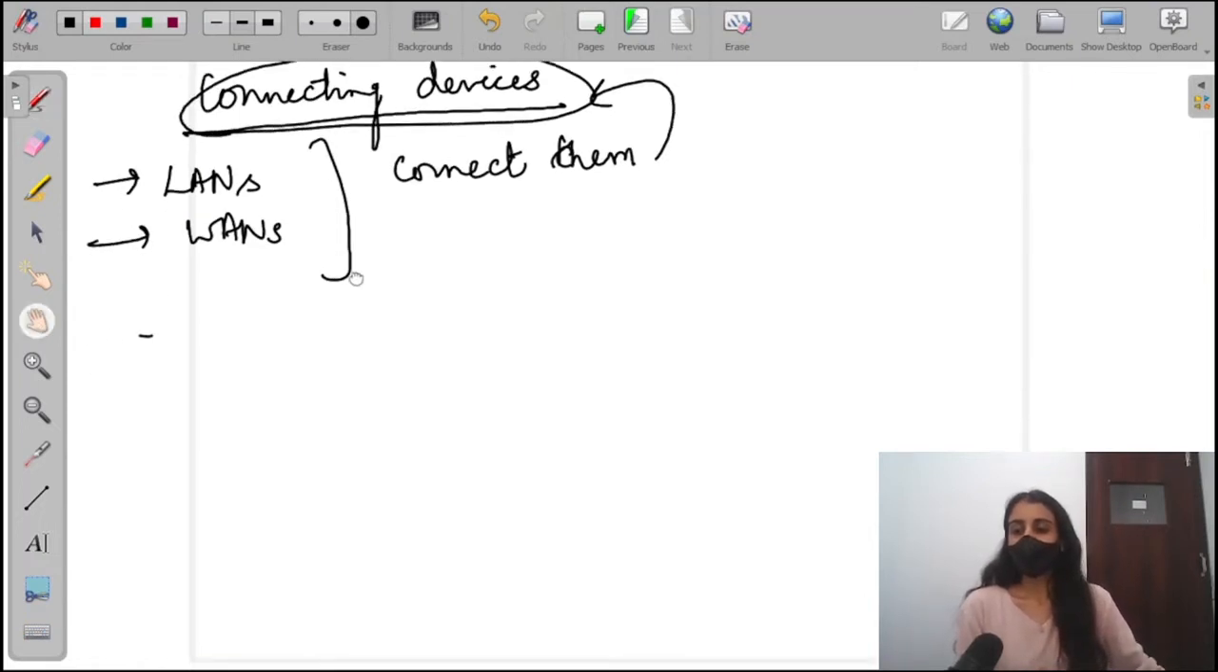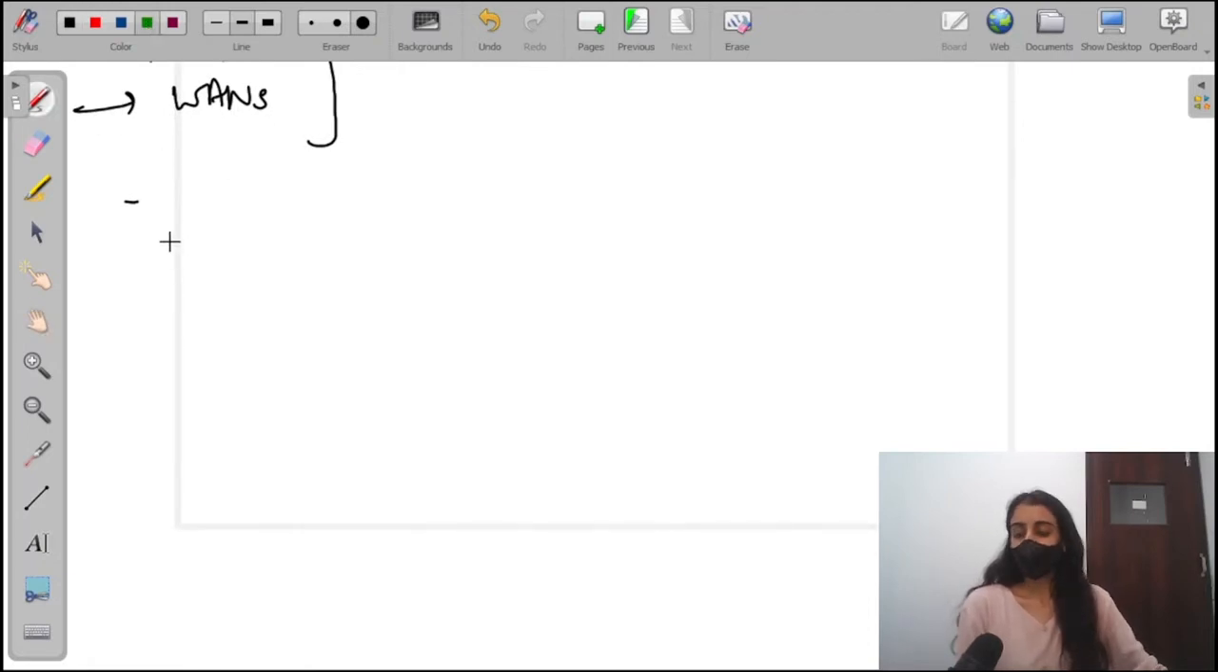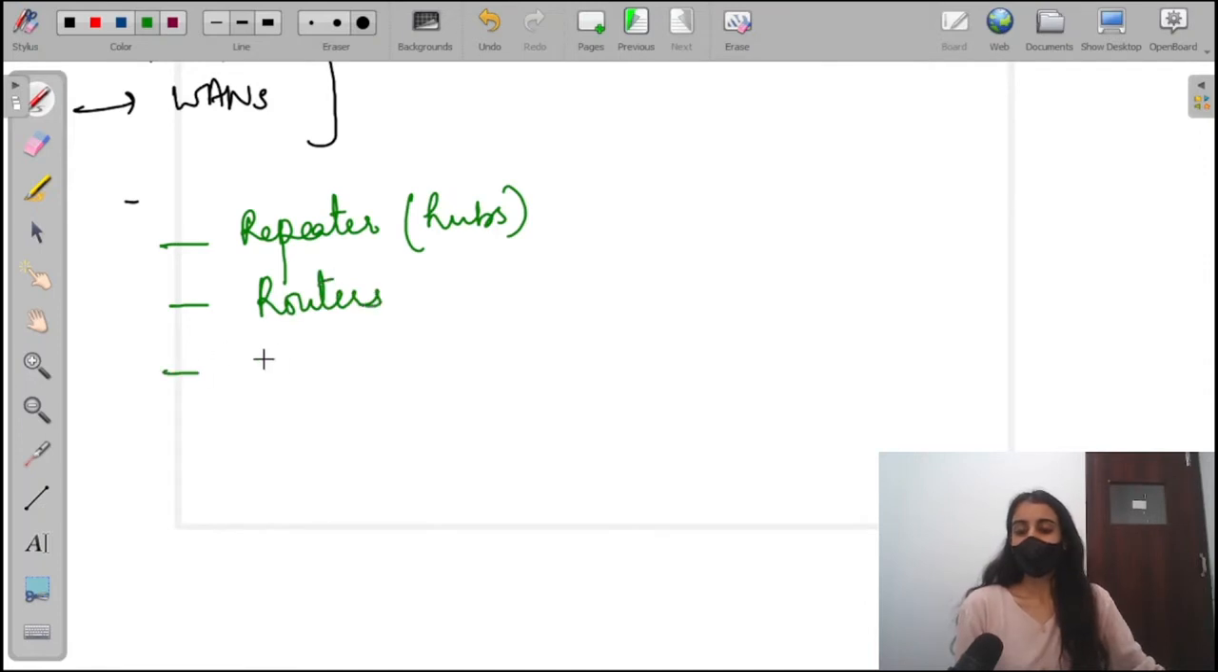So there are three types of devices that we are going to study over here. The first one is repeater or hubs. The second one are routers, then bridges. So now let's just study them one by one. Repeater.